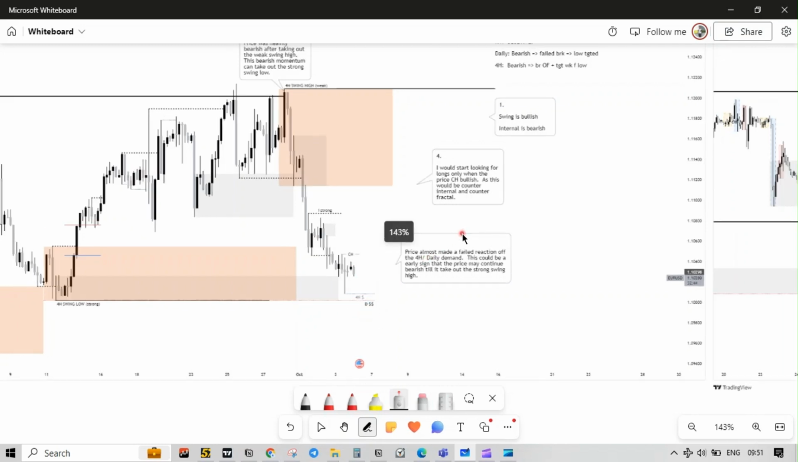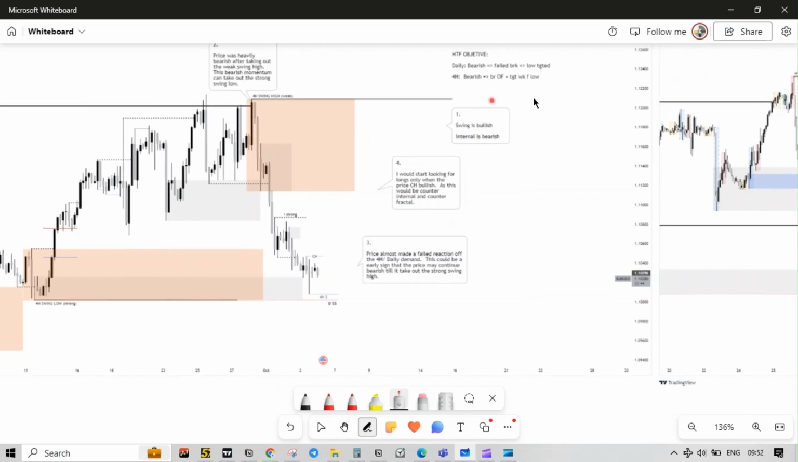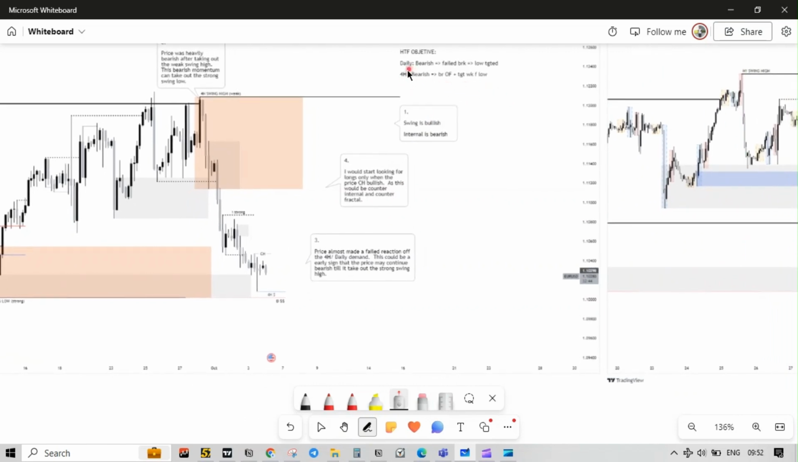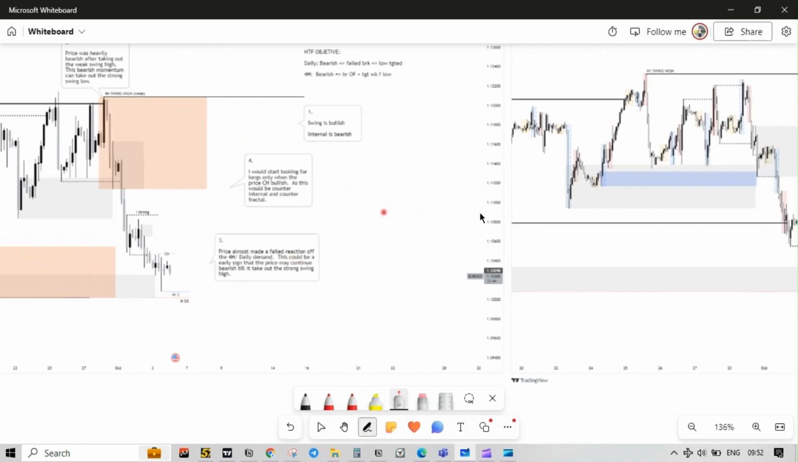So the idea is very simple. So let's have a clear high time frame bias. Daily bias is bearish. Why? Failed break and low target time. Simple. 4-hour is also bearish. Why? Bearish order flow and target weak fractal low. Very simple. That's it. So we got the high time frame bias that is bearish.